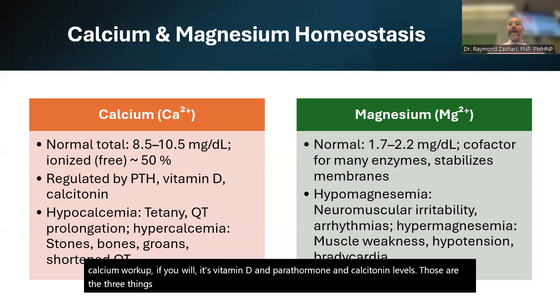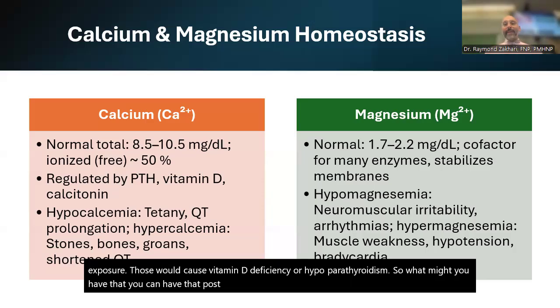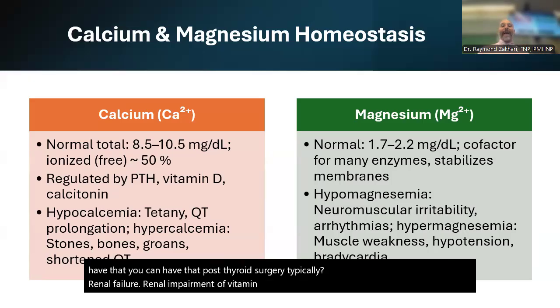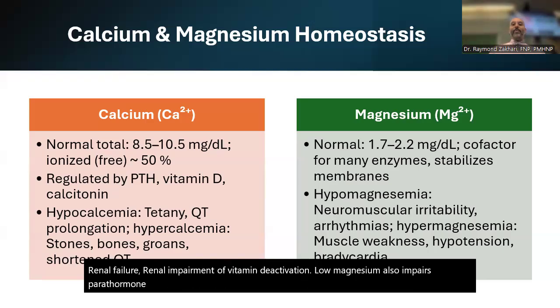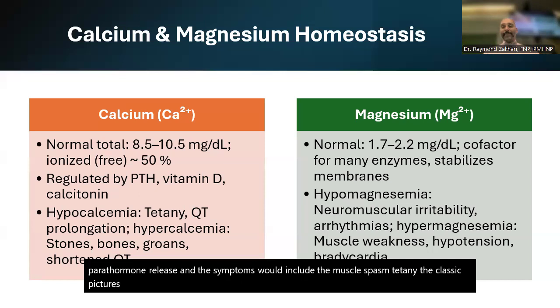Hypocalcemia is caused by vitamin D deficiency, malnutrition, low sunlight exposure, which would cause vitamin D deficiency, or hypoparathyroidism. So why might you have that? You can have that post-thyroid surgery, typically, or renal failure, renal impairment of vitamin D activation. Low magnesium also impairs parathormone release. And the symptoms would include muscle spasm, tetany, the classic pictures you have seen.